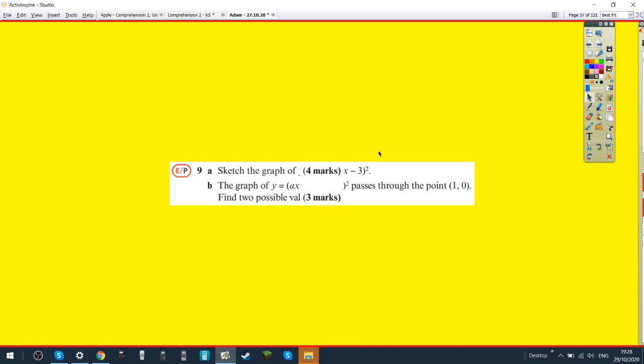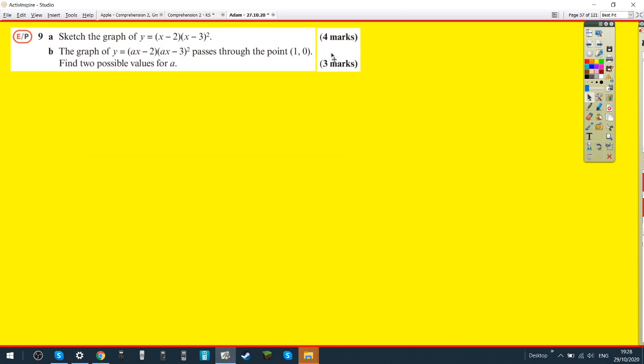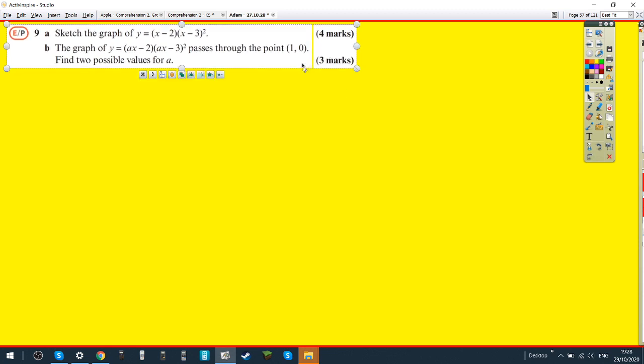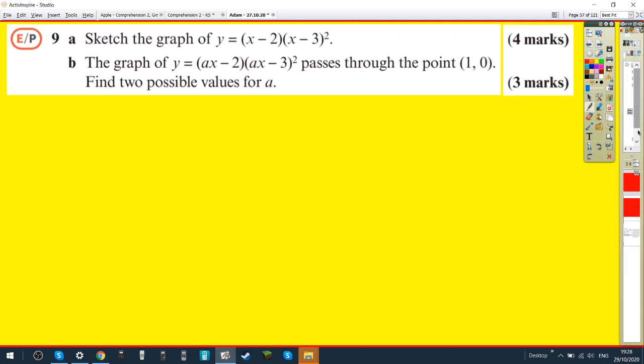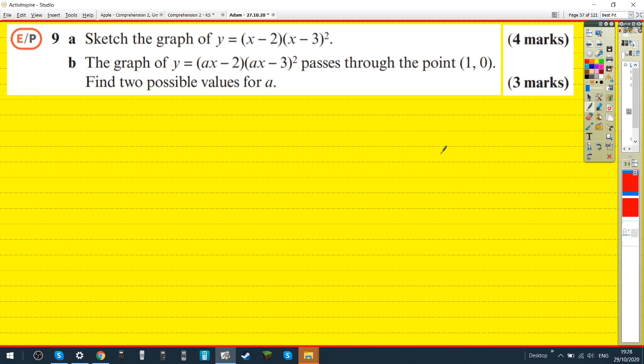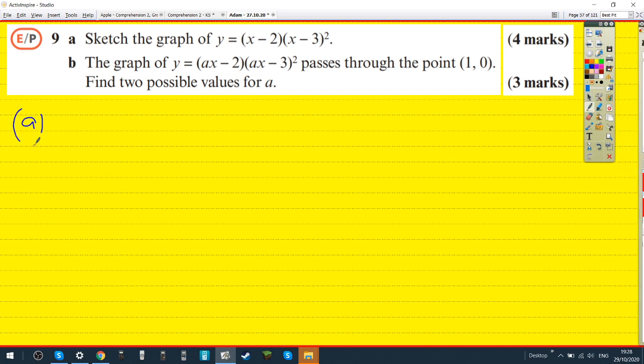Let's see. Okay, how about this? So when the bracket is squared, does it mean it bounces, or is that not right? Yeah, that's right. Okay. So are there 2 x points on the graph? What are those two? One of them's 2 and one of them's 3. So one is 2, one is 3.